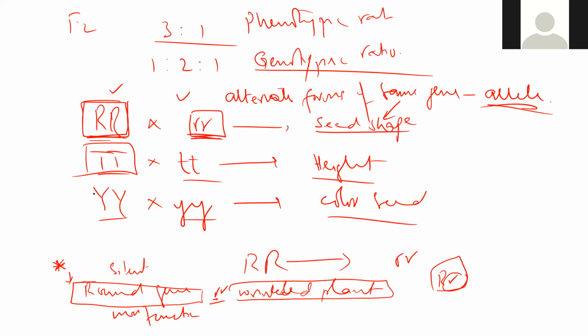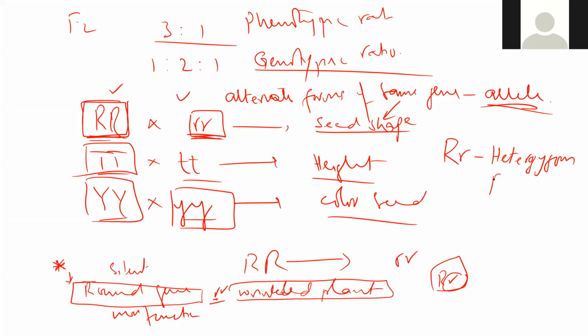It's the same for these different forms of genes which are controlling different traits. Now, when we have two different alleles existing together, we call this the heterozygous state. What do we have? Homozygous dominant, homozygous recessive, and heterozygous round. If I say heterozygous round, it means capital R and small r alleles are existing together.